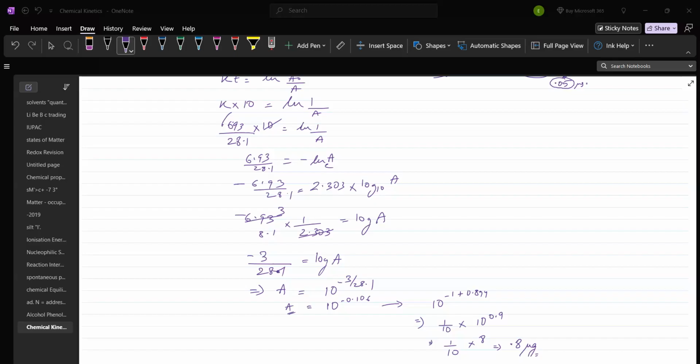This question was from NCERT. However, there was calculation, so we have solved this question. So anyone having any doubt in first order reaction? Zaina?